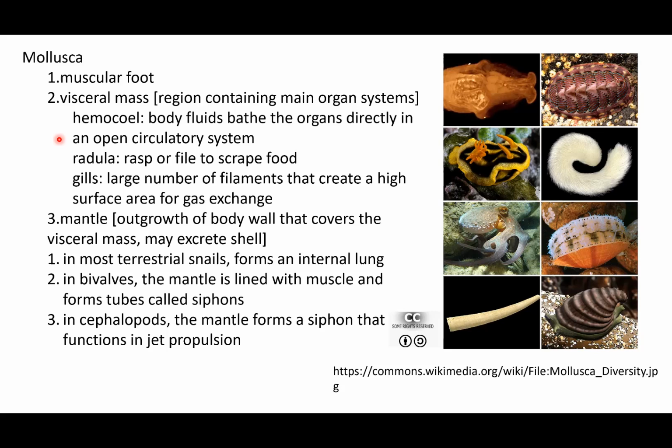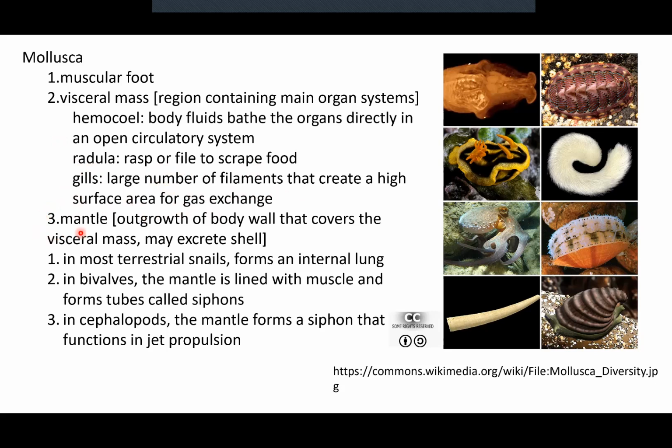They may have a radula, which can be found on snails, for example, which is a rasp or a file to scrape food. And then gills, which are a large number of filaments which create a high surface area for gas exchange.